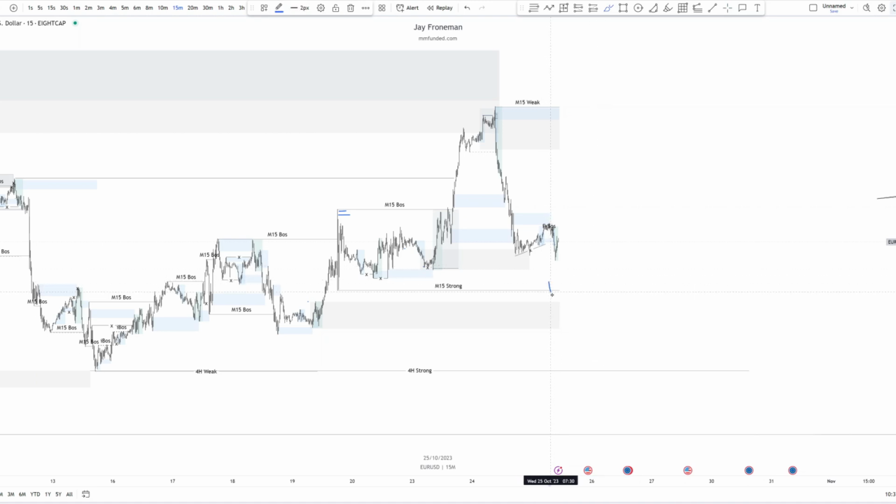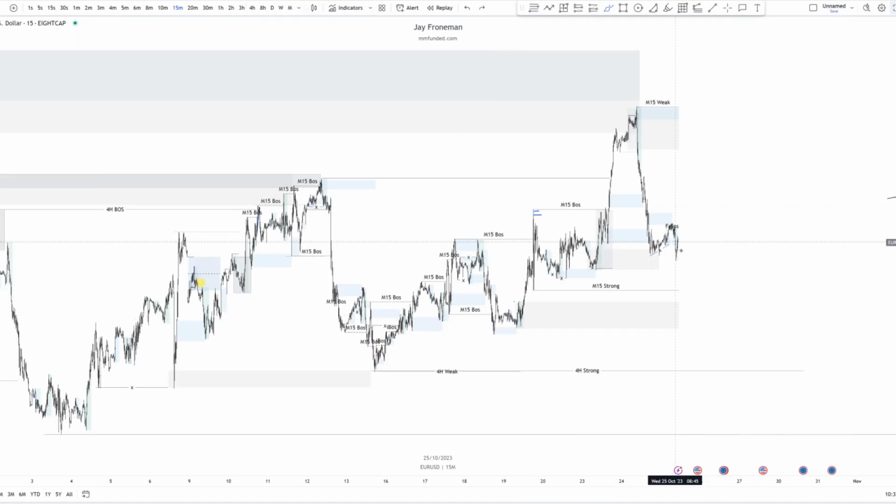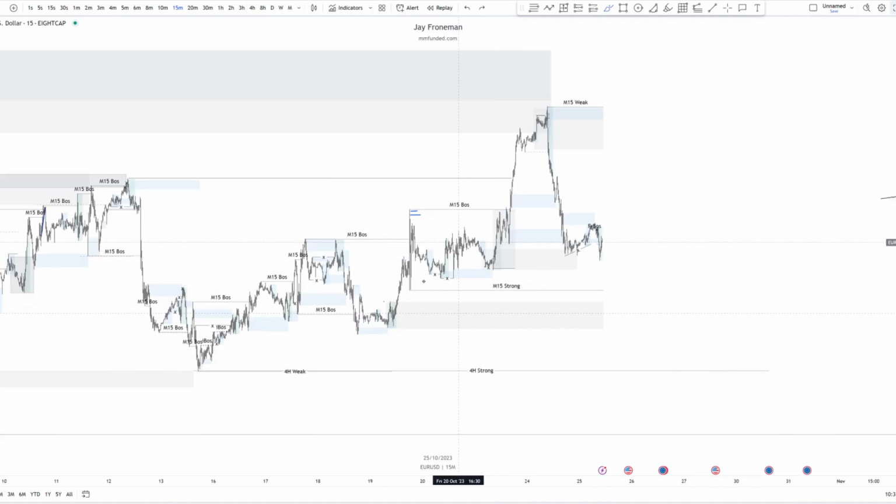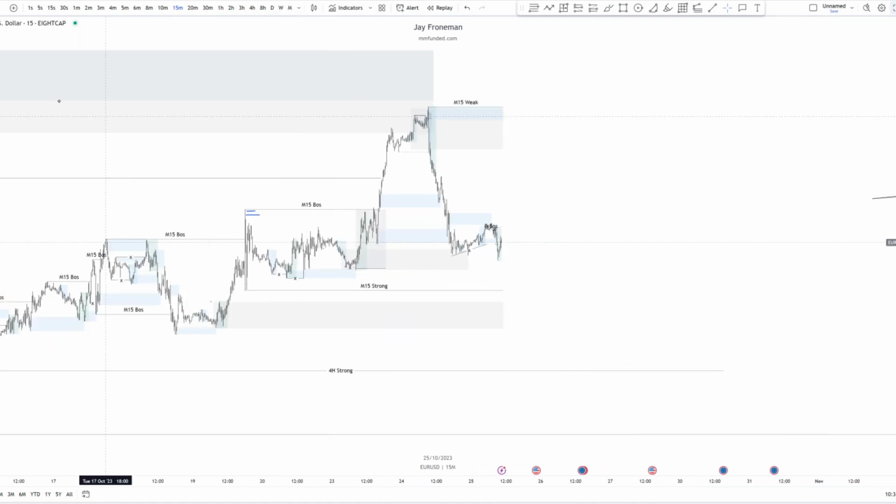If price takes out this M15 strong low, which is what I would like to see going into the rest of the week, that will ultimately be good confirmation for a bit of an M15 pullback to continue targeting those overall daily week lows. All right, this is no longer a 4-hour weak low, that's still our 4-hour strong low.